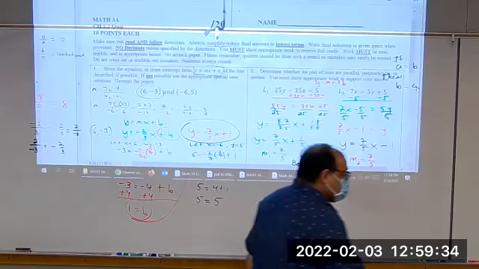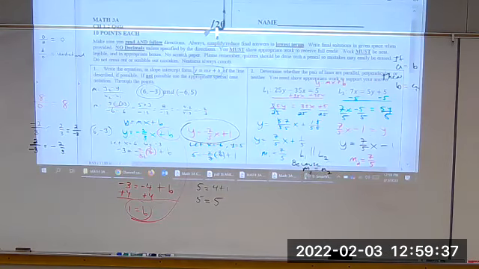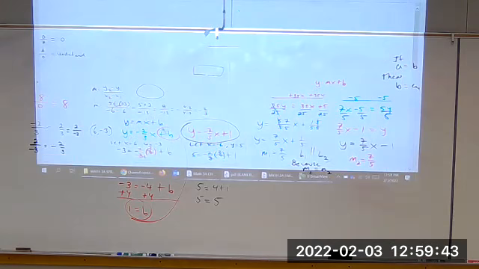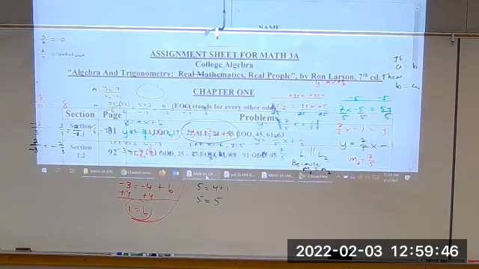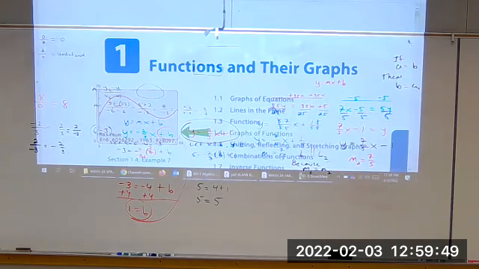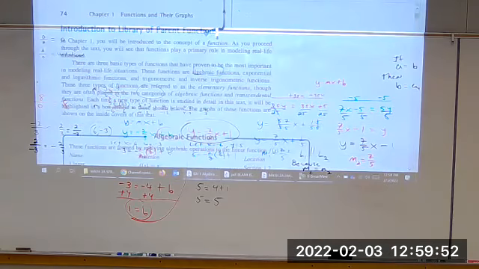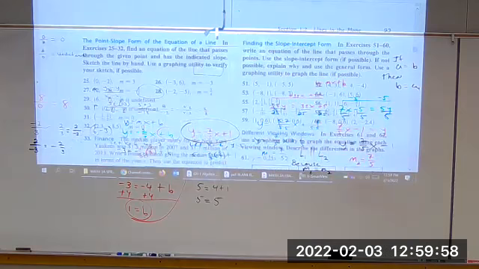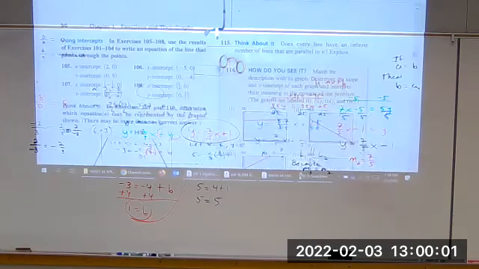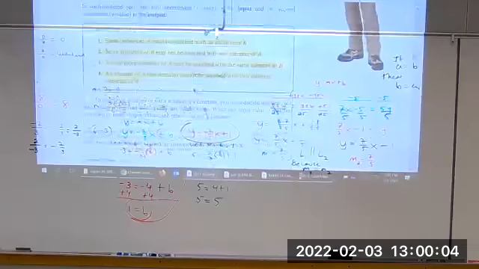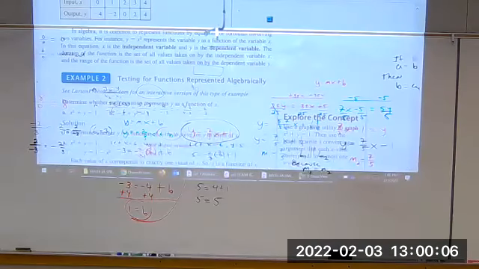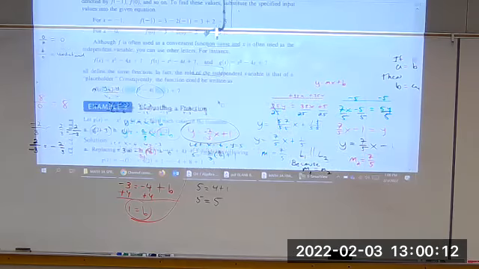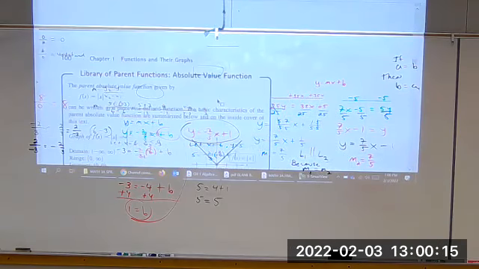So let's take a look at where we left off. We were talking about function notation, and substitution. I'm going to show you some of those.